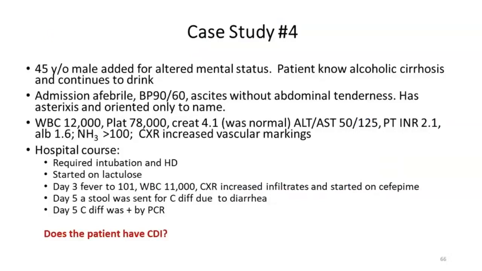Patient had continued to drink. You can see the ALT-AST looks very like alcoholic hepatitis. The INR was significantly prolonged. Albumin was low, had significantly high ammonia level, and the chest x-ray really had more vascular markings, not pneumonia. But because of increasing fluid overload and hypoxia, the patient was intubated, was put on hemodialysis, was put on lactulose.